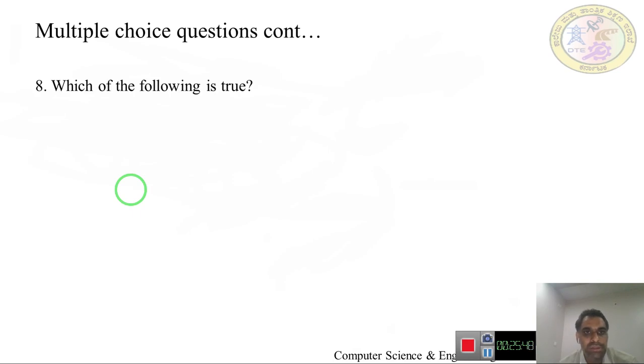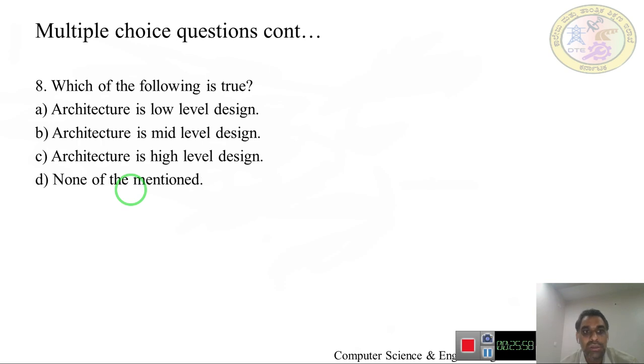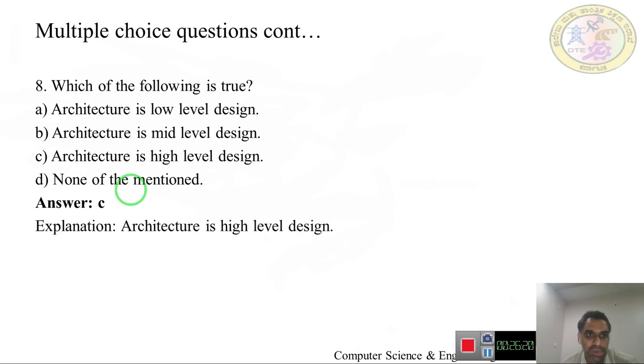Which of the following is true? Architecture is a low-level design. Architecture is mid-level design. Architecture is high-level design, or none of the mentioned above. So which one seems correct to you? It is high-level design. We have seen in the first session itself, right? So what is the definition of architecture? Architecture deals with the high-level design of the system, whereas design deals with the low-level details of the system, right? So answer C would be the correct option. It is neither a low-level nor a mid-level design.